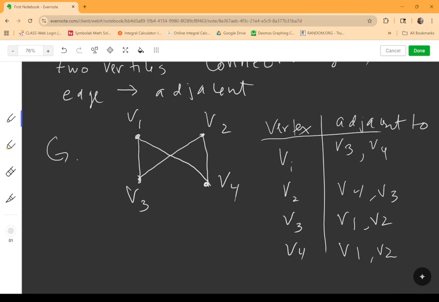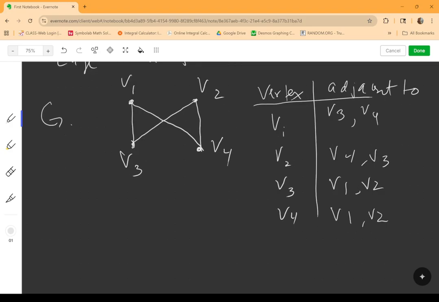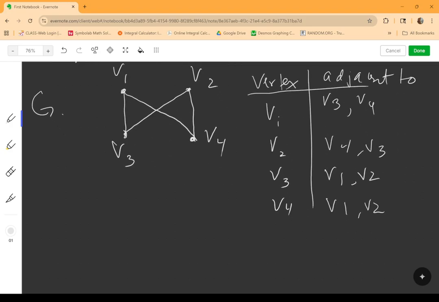So that's another way to represent the graph. So we don't really need the picture. The picture's there as a nice visualization.